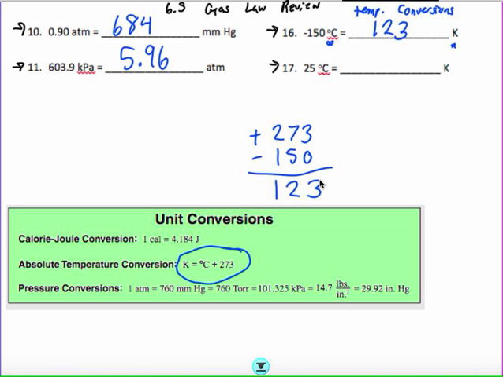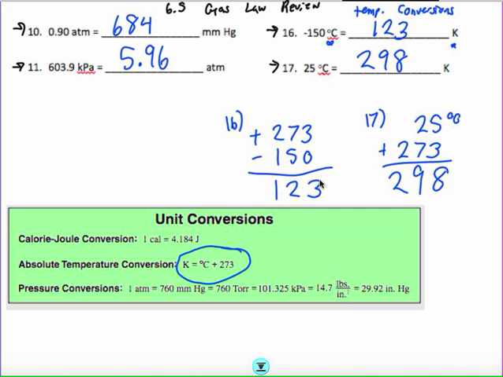Okay, for number 17, we have 25 degrees Celsius plus 273, which is 298 Kelvin. That is our answer. So temperature conversions are pretty basic, just the degrees Celsius plus 273. These conversions will be important when doing harder gas law problems where you have to convert before you can plug in the numbers and solve.